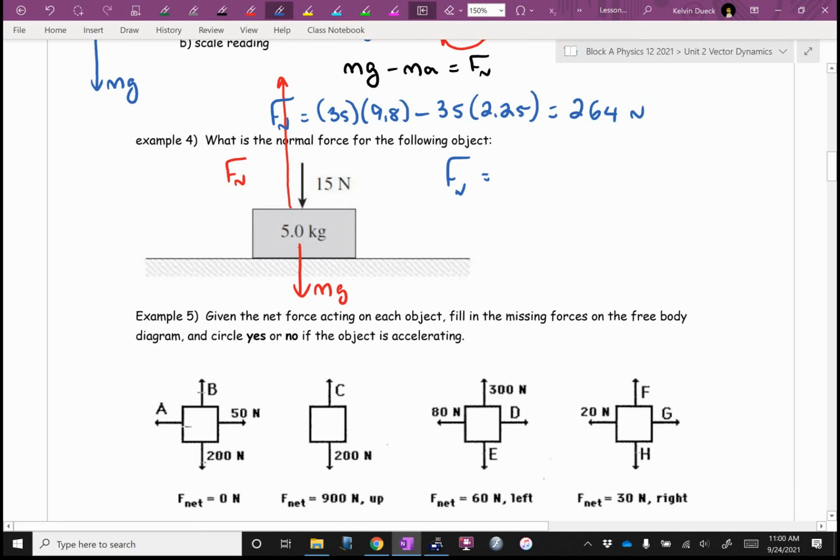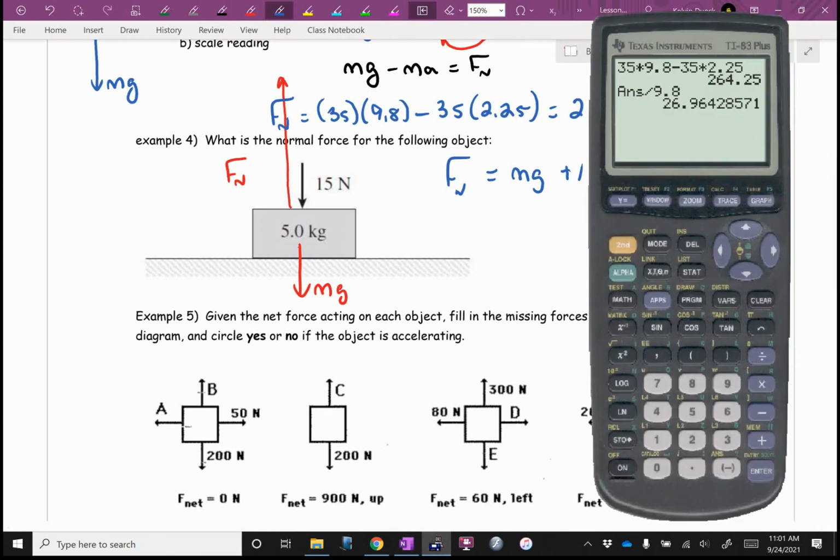Are we sinking to the ground like quicksand? Are we flying into Superman? What's our acceleration? So you could go, don't write this down: who's winning? Normal force. Who's losing? Two losers, mg and 15, and that equals 0 because we're not accelerating. But a better way would be to say it's a tie, which means everything up has to equal everything down. The normal force up has to equal the mg and the 15 down.